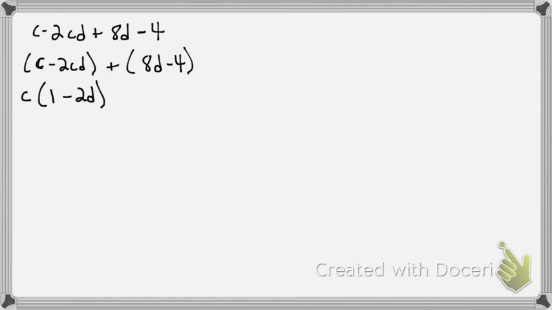Okay, now remember, you can always check it by distributing that C. If I multiply C times 1, I get C. If I multiply C times a negative 2D, all you're doing is adding a C to that.